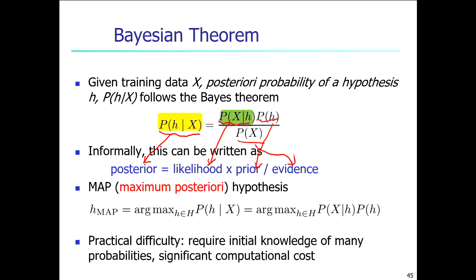Since X is fixed, we don't really care about the probability of X. That's why in Bayesian classification, the final number you get is actually proportional to the probability of H given X. It's not the real probability, okay, because we don't really calculate P(X) here, because X is the same for different H.